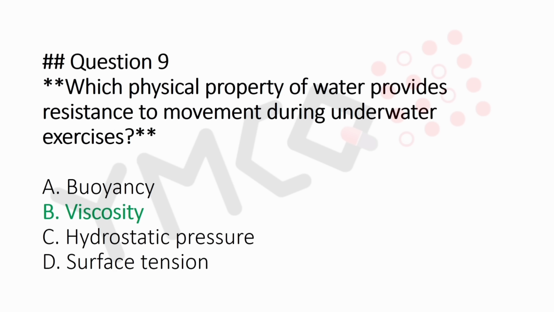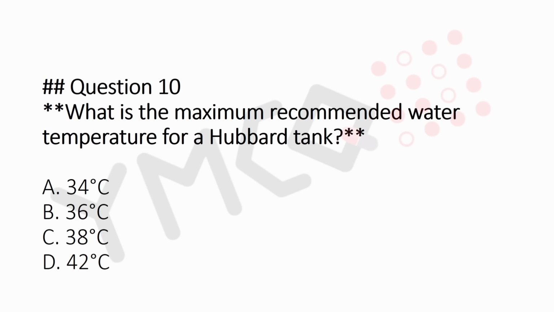Now let's move to question number 10. What is the maximum recommended water temperature for a Hubbard tank? Option A, 34 degrees Celsius. Option B, 36 degrees Celsius. Option C, 38 degrees Celsius. Option D, 42 degrees Celsius. And the answer is option C, 38 degrees Celsius.